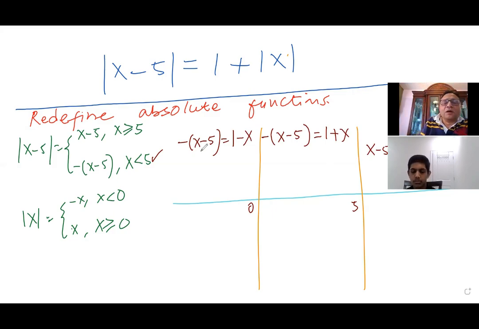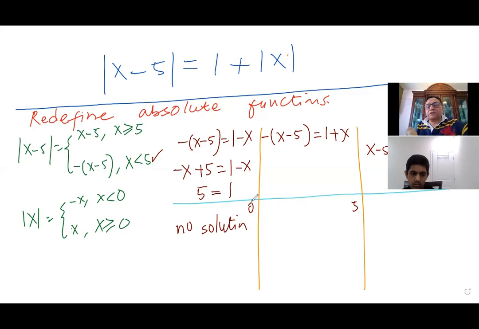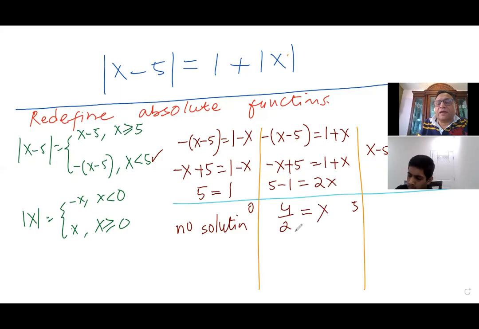Let's solve. Bring x's together. So we have minus x plus 5 equals 1 minus x. And what do we get? We get 5 equals 1. That means no solution, correct? So on the left side, there is no solution. Let's do this. We have minus x plus 5 equals 1 plus x. Now, bringing the x together, we get 5 minus 1 equals 2x, and this is 4 divided by 2 is the value of x. So x is equal to 2. Is that clear to you?